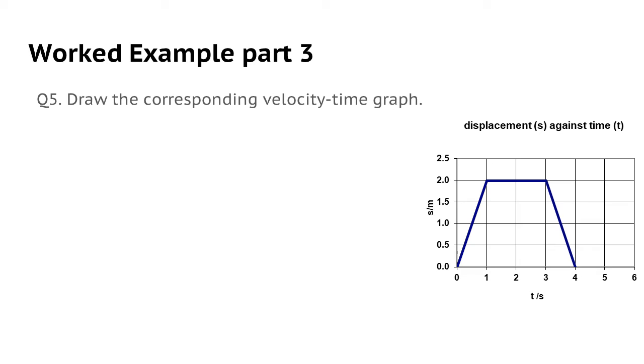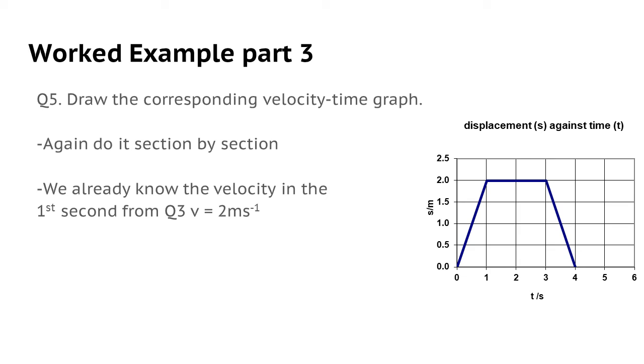So to get the velocity on a displacement time graph, what we're looking for is the gradient of the graph. We calculated in question 3, a couple of slides ago, that the velocity in the first second, from 0 to 1 seconds, was 2 meters per second. That was the gradient of the graph in this part here.